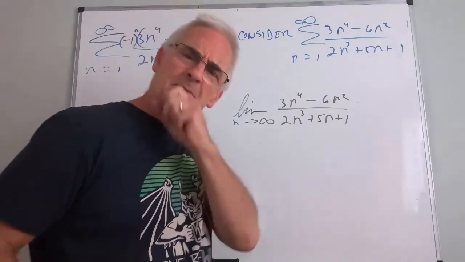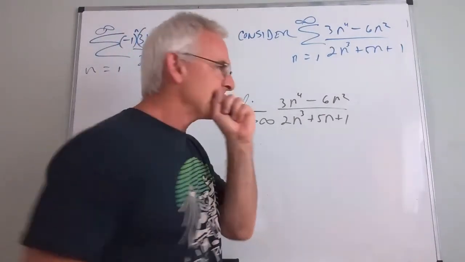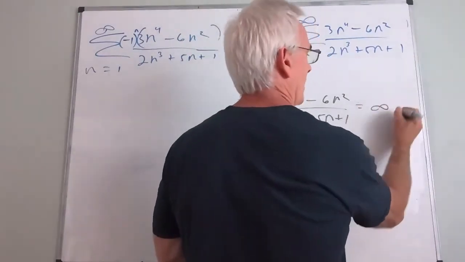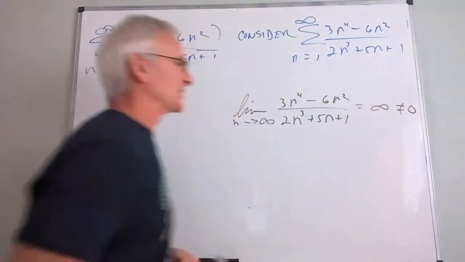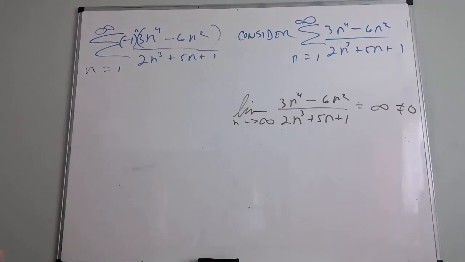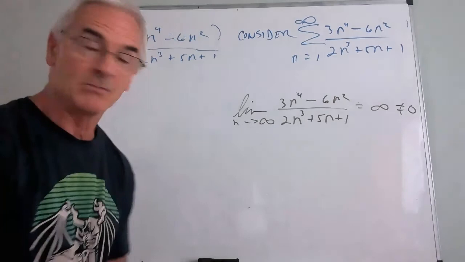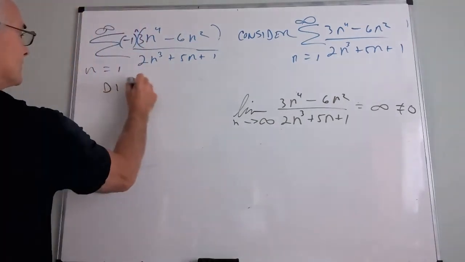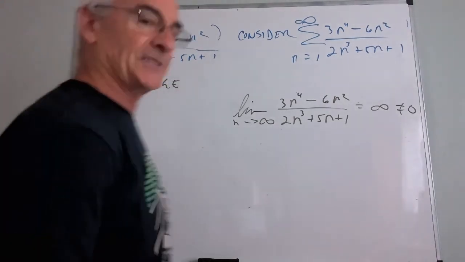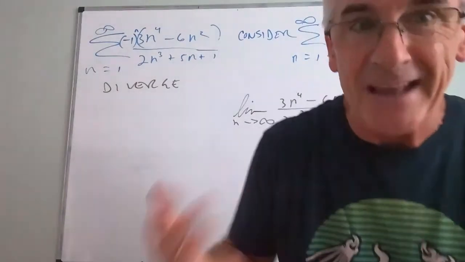By the way, what's this limit? Infinity. Yes, plus or minus infinity. I think that misses 0 about as badly as you can miss. So here's the best part about this problem. We're done. It diverges. That's it. So I said every now and then you get lucky.